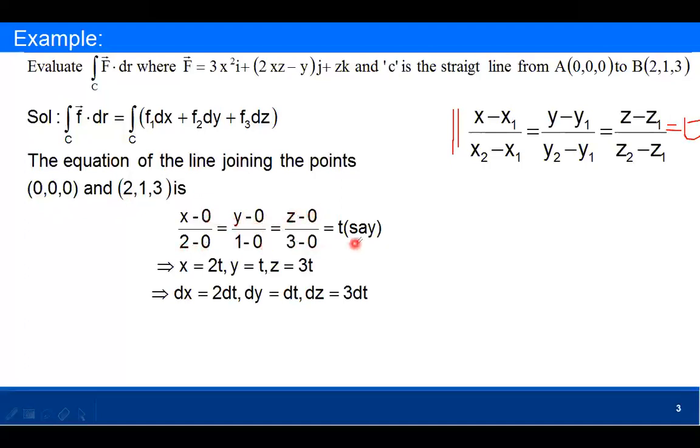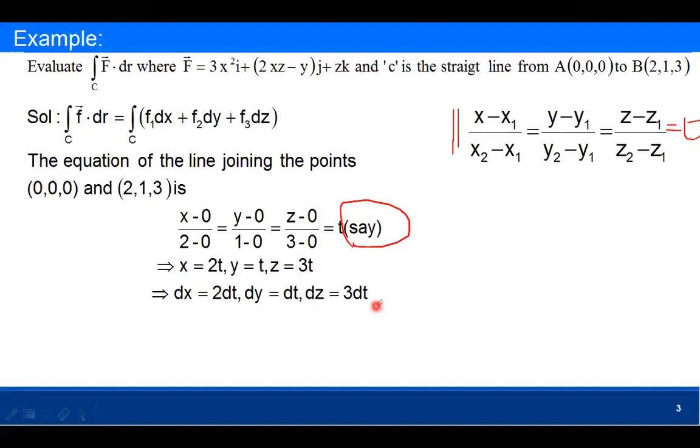We are assuming some parameter t. So x by 2 equal to t, that means x equals 2t; y by 1 equal to t means y equals t; and z by 3 equal to t means z equals 3t. Now we differentiate this. So dx equals 2 dt, dy equals dt, and dz equals 3 dt.